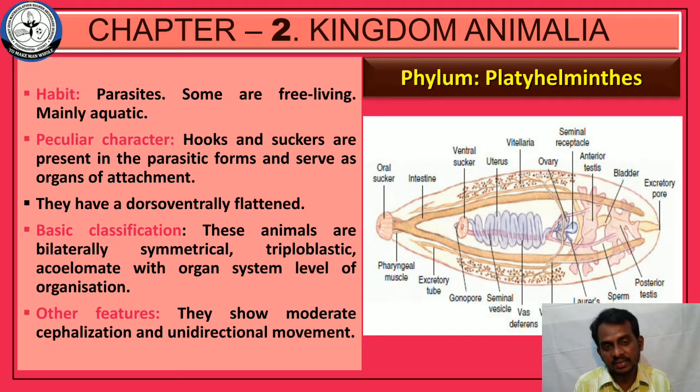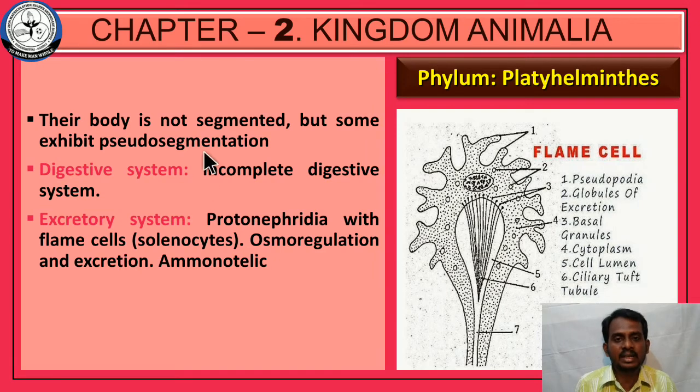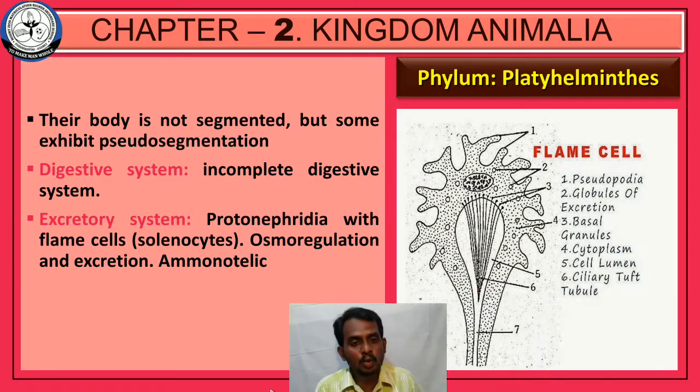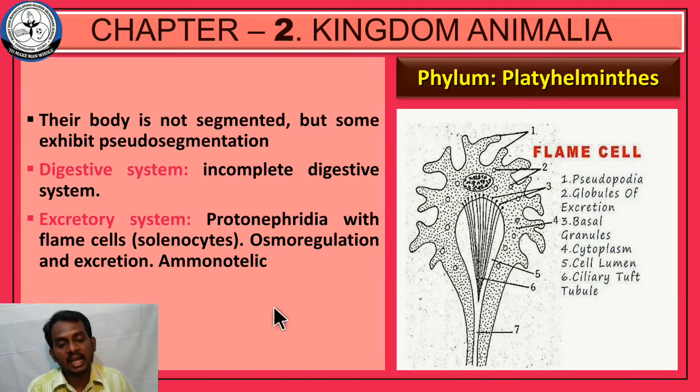And basic classification: for the first time this is bilaterally symmetrical. For the first time this is a triploblastic animal. For the first time the phylum's organ-system character appears in this animal. And other features: moderate cephalization and unidirectional movement. Another important character is the digestive system. It has an incomplete digestive system, that means a single opening acts as both mouth and anus.